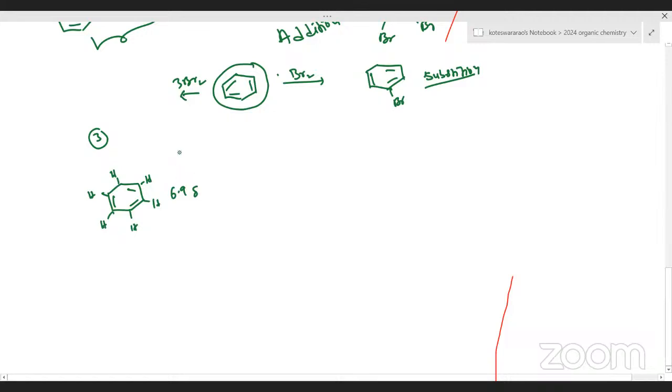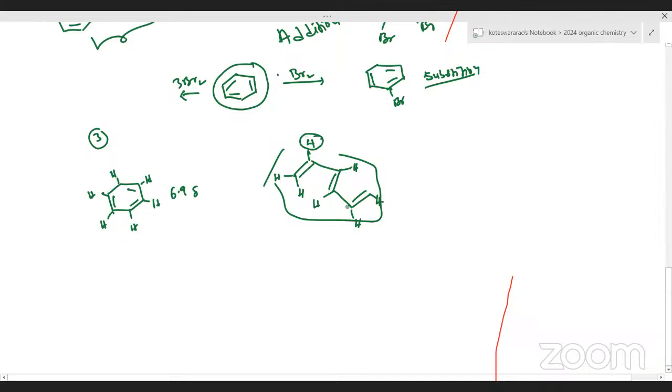Suppose I am considering the hexatriene system. It is almost equivalent to benzene. When you conduct NMR studies on this molecule, these are the protons that appear. These protons appear in the olefinic region, not in the aromatic region.